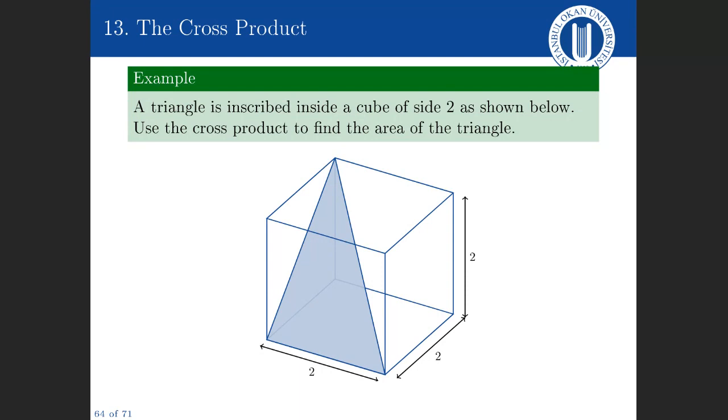A triangle is inscribed, or drawn inside, a cube of size 2, as shown in this picture. Use the cross product to find the area of the triangle.